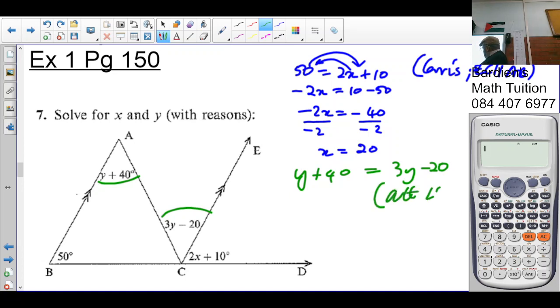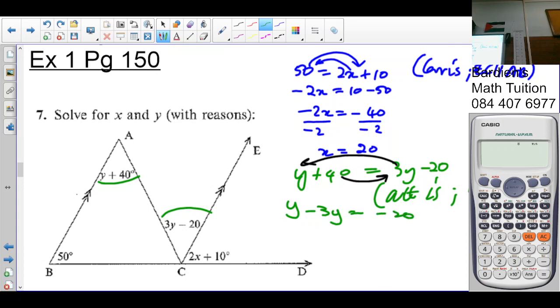I think that's the other way around. 3y minus 20 is equal to y plus 40, which is the same as y plus 40 is equal to 3y minus 20. Okay? Alternate angles with AB being parallel to CD. So what do I do now? y on one side, numbers on the other side. So what do I have? y minus 3y is equal to minus 20 minus 40.